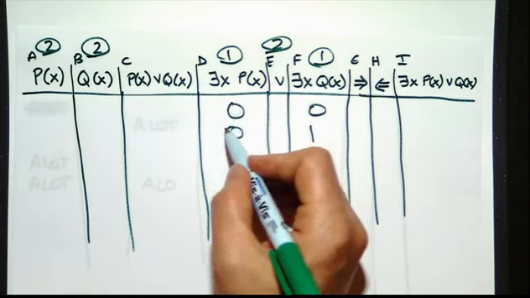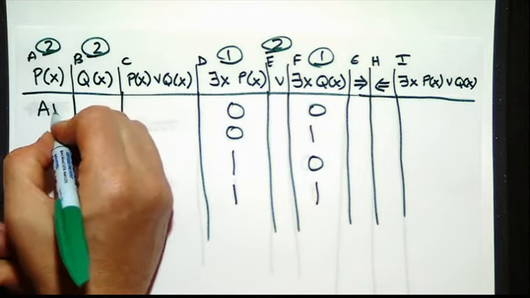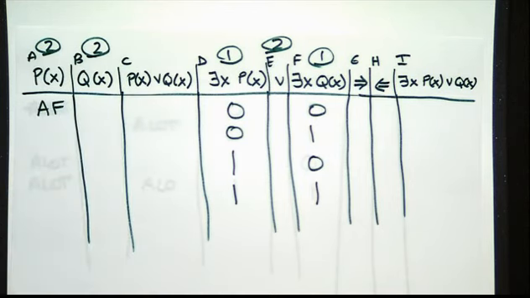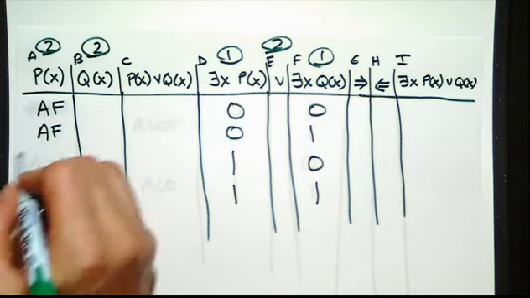Okay, so let's just do row by row. So there exists x, P of x. If it's false, what do I know about P of x? It's always false, right? Because if it was ever true, then there exists x, P of x would be true. And it's not, so it has to be always false. And we use AF for always false. And since it's 0 in the second row, we have the same thing.